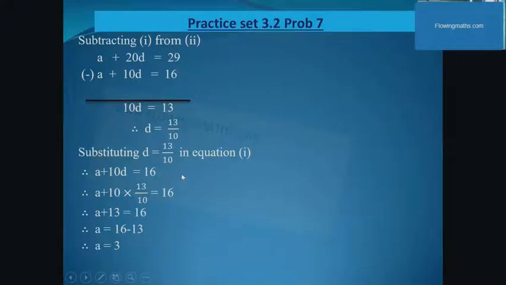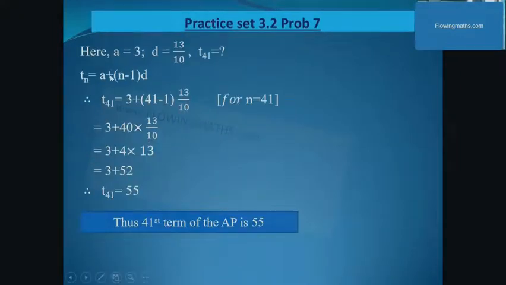Now to find A, we just substitute the value of D, 13 by 10, in one of the equations. If you're substituting in equation 1, A plus 10D is 16. So A plus 10 into 13 by 10 is 16. So A is 16 minus 13, or A is 3. Now we have A is 3 and D is 13 by 10.